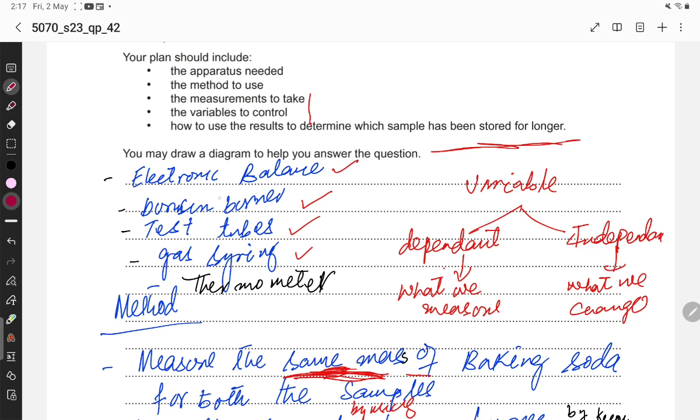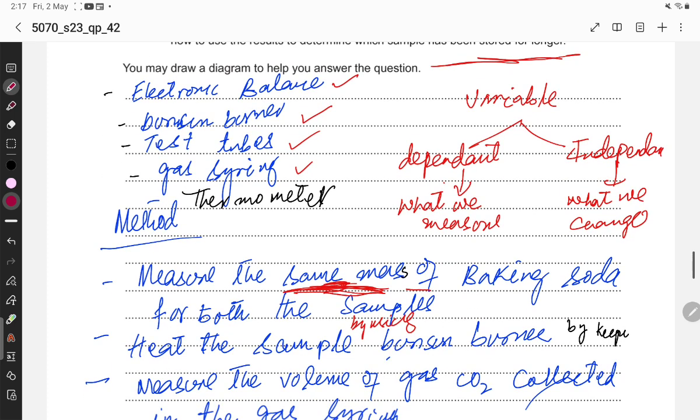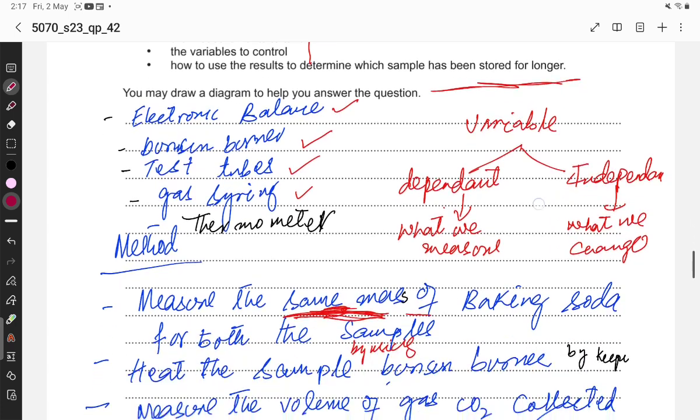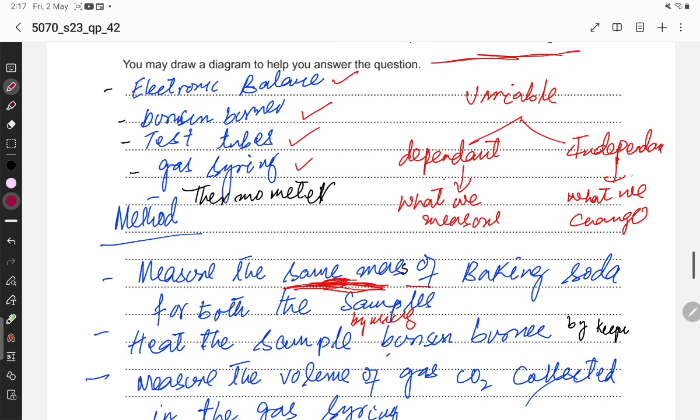The apparatus should be an electronic balance, Bunsen burner, test tube and gas syringe. There are two types of variables you should know if they are mentioned in the experiment. The dependent variable is what we measure, and the independent variable is what we change. That is the independent variable, and the dependent variable is what we measure.